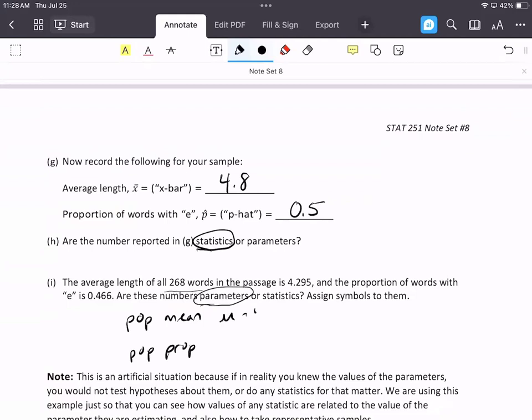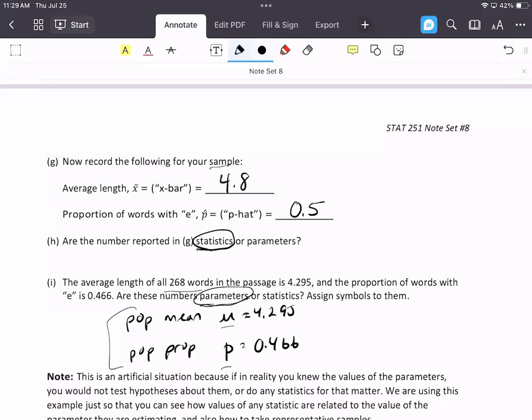Mu is going to be 4.295, and P is going to be 0.466. Remember, these are different. These are based on the population of all the words. So we use mu and P.